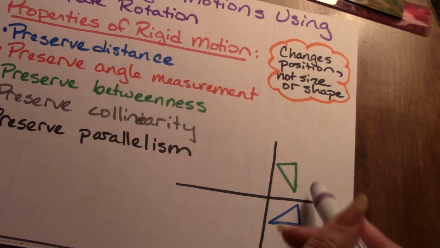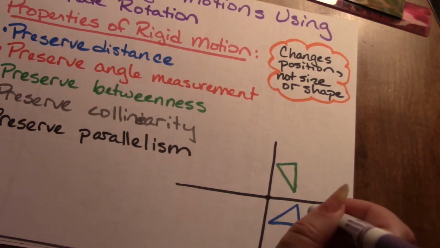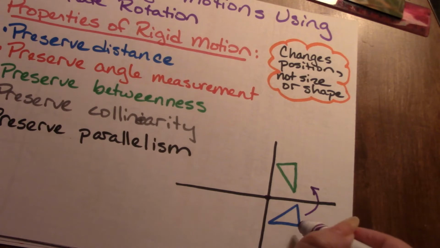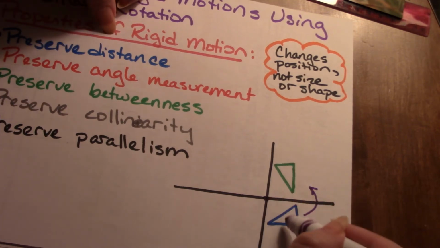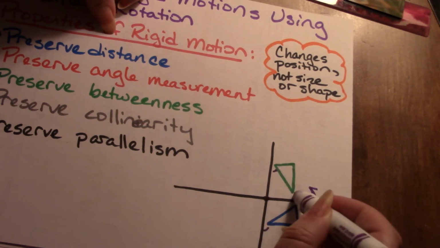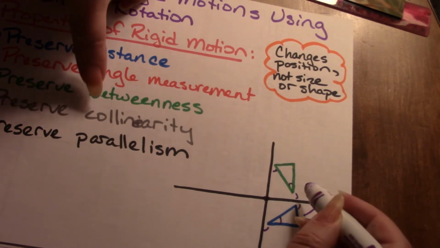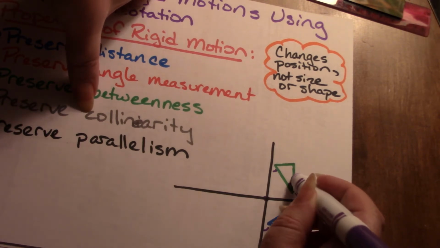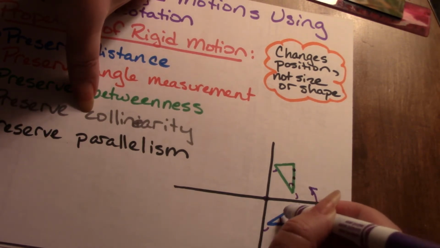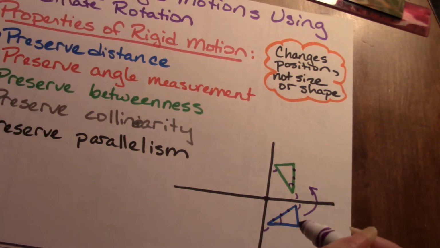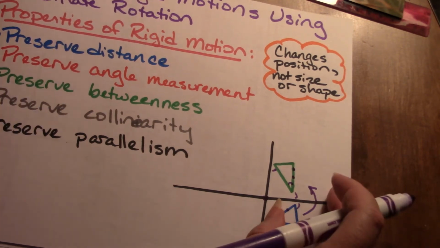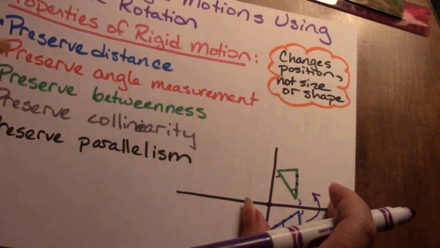This has been rotated around the origin 90 degrees counterclockwise. So it has preserved the distance from the origin and from the axis here. It's preserved all of the angle measurements. It's preserved whatever's between it. Anything that was on the line is still on the line, and any lines that are not in a triangle are not going to be parallel, but you understand what I'm saying.